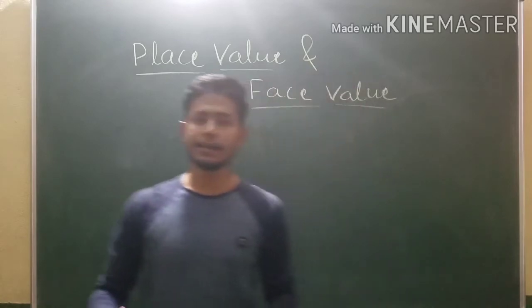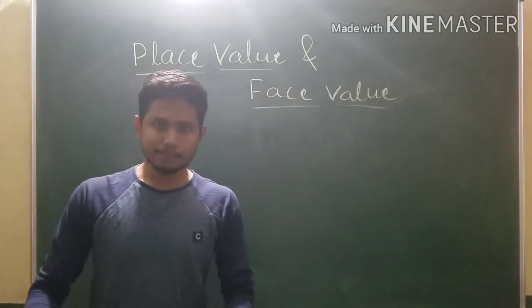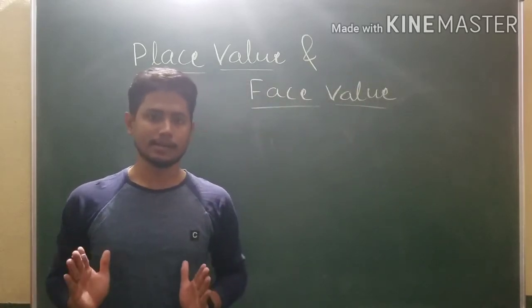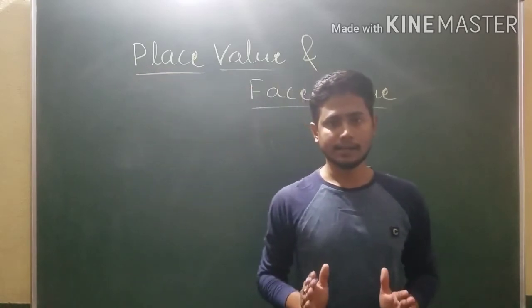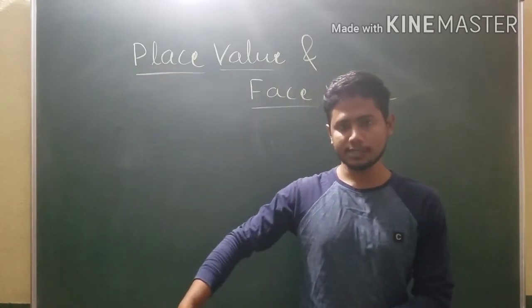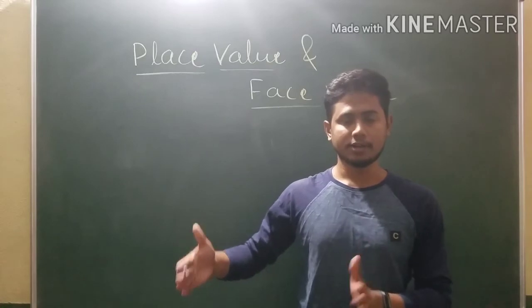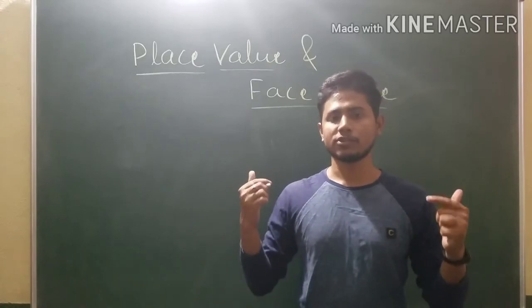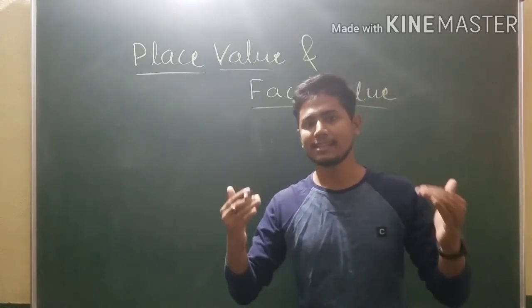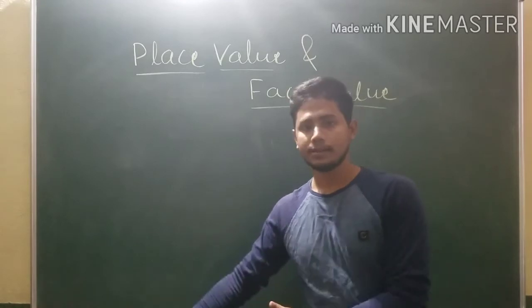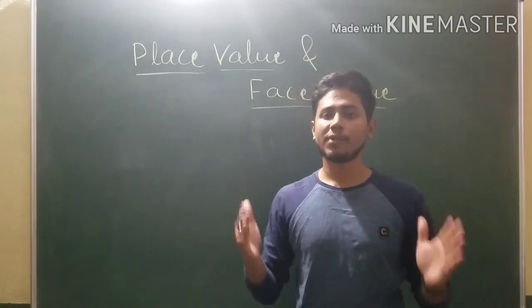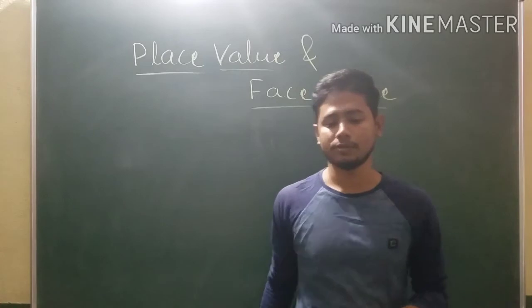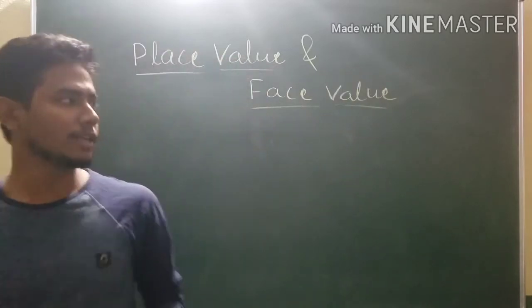If I stand here, in this place I stand. But if I stand here, I just move this much. Have you understood? But look at my face. My face is exactly the same here and there also. So this is the difference between place value and face value. Let's see by doing some examples.